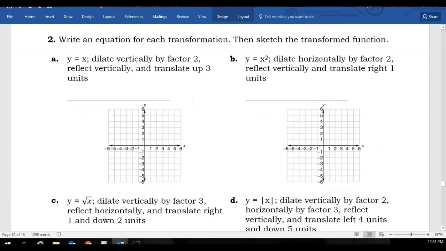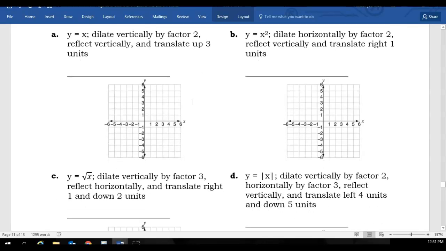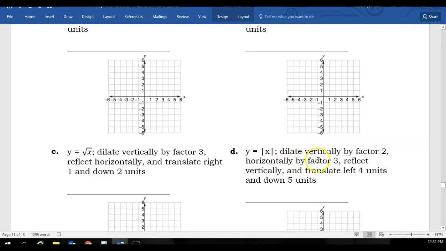Looking at exercise two, I think I'm going to just stick with picking the last one in each case because it generally is the most difficult one. But we're going to start with the equation, and our goal is to write the equation but incorporating all of these different pieces into it.